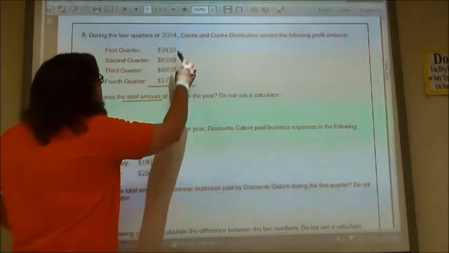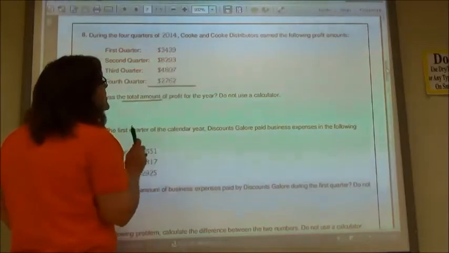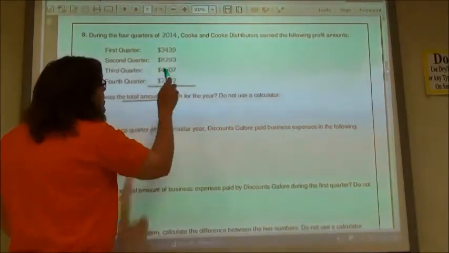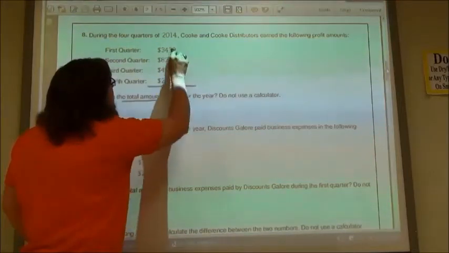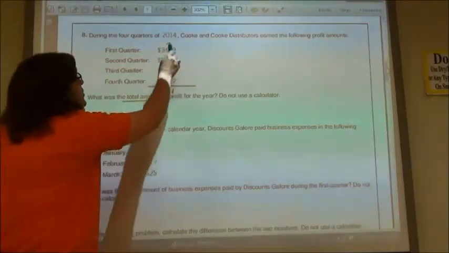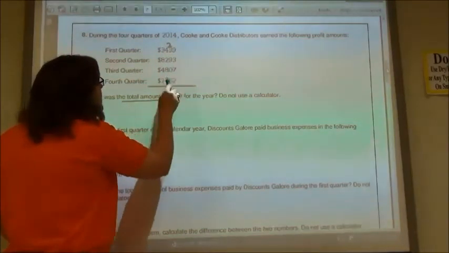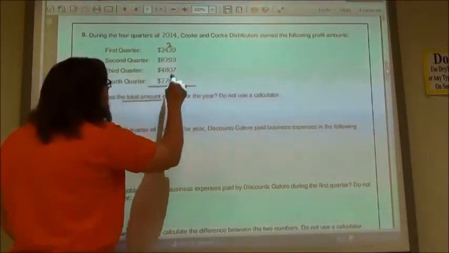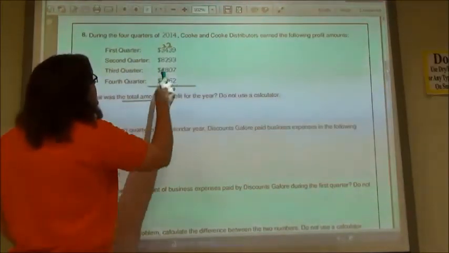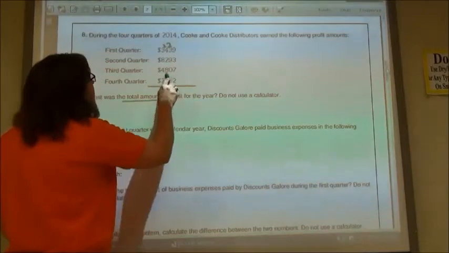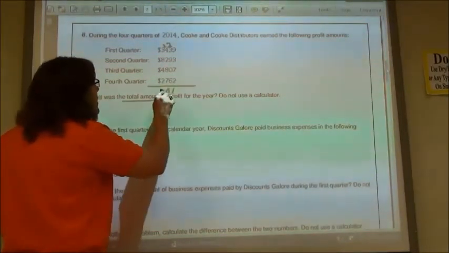So 9, 10, 11, 12. 9 plus 3 is 12. 12 plus 7 would be 19. 19 plus 2 would be 21. So I bring down my 1, carry my 2. 2 plus 3 is 5. 5 plus 9 is 14. 14 plus 6 would be 20. Bring down my 0, carry my 2. 2 plus 4 is 6. 6 plus 2 would be 8. 8 plus 8 is 16. 16 plus 7 would be 23.